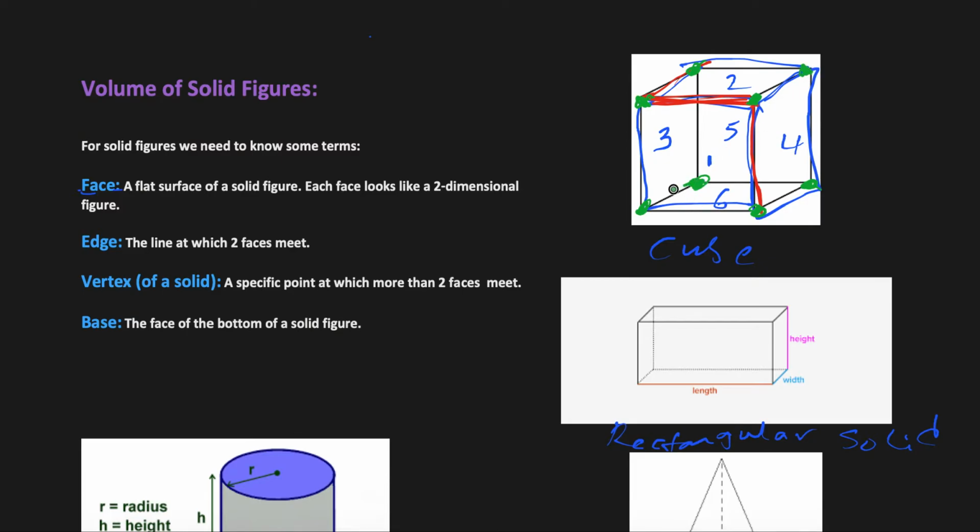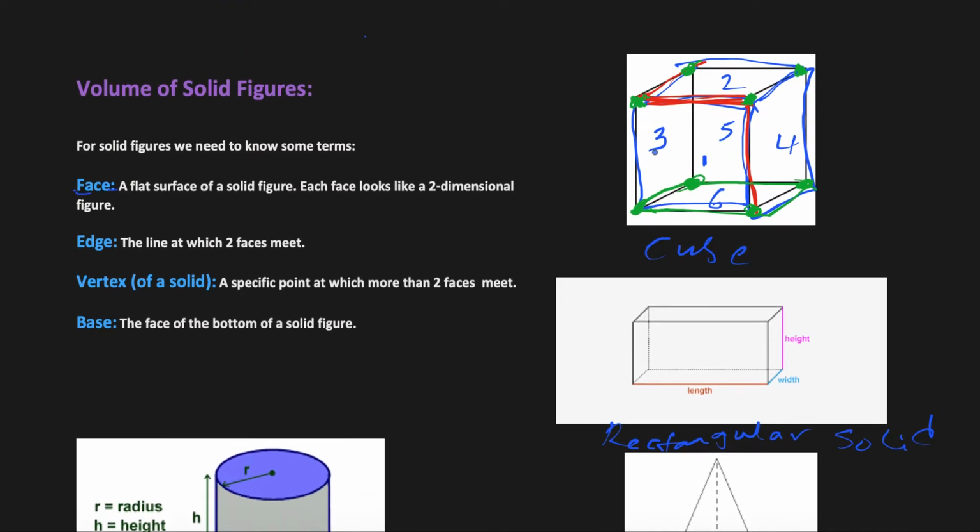And base is nothing but the part, or the face, on which the solid figure rests. In this case it's face 6, which is also the bottom face of a cube. So again, base is nothing but the bottom face of a solid figure. Great. So with that knowledge, let's move on to our next examples, and we will solve examples to calculate volume for each of these given figures.